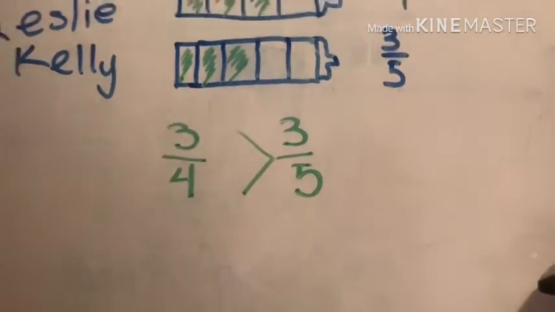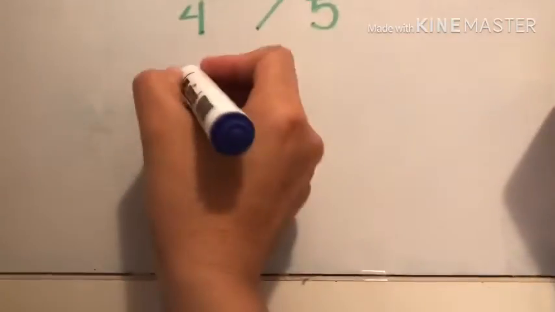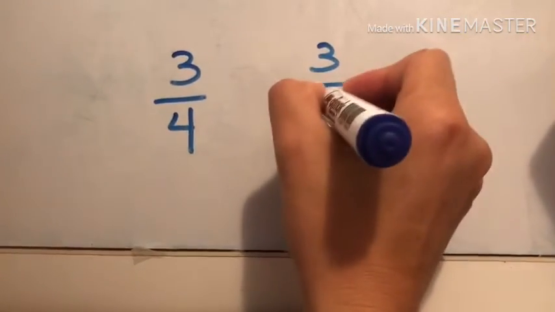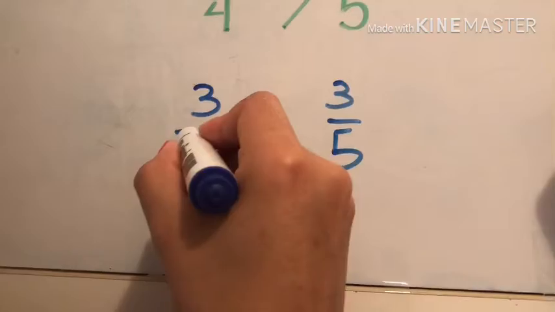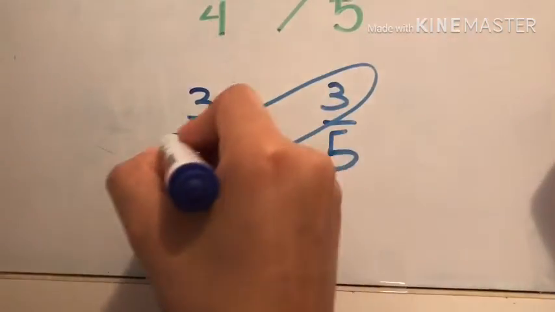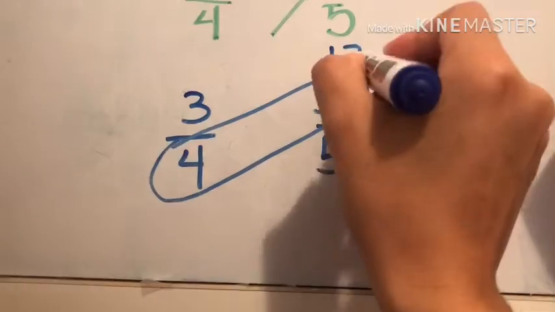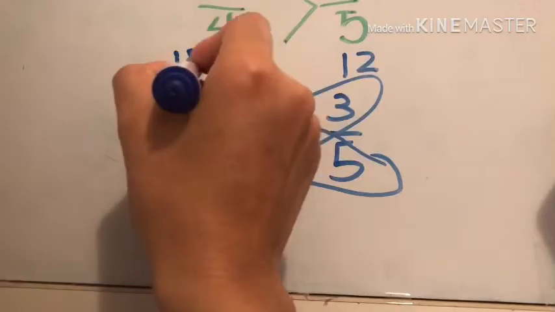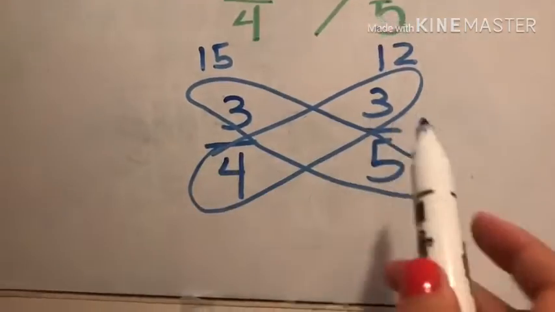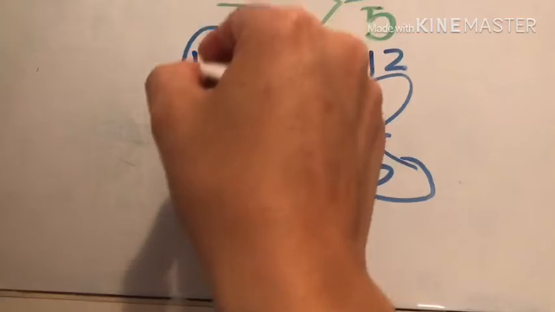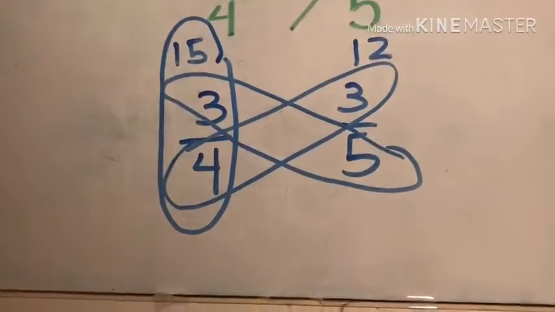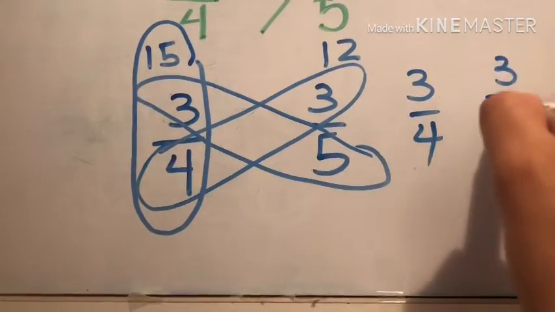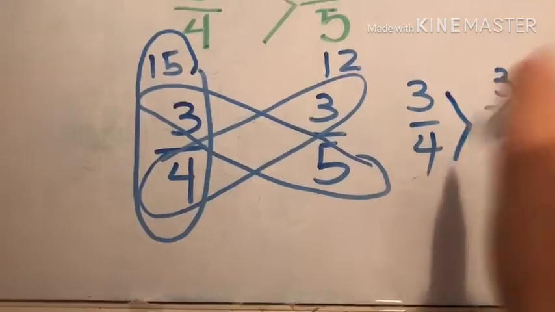If we use the other method that I'm teaching you today, I have the 3/4 right here, and I have the 3/5, and then I do my cross multiplication. 4 times 3 equals 12, and 5 times 3 equals 15. Which one is greater, the 15 or the 12? The 15. So this shows me that this fraction is greater. If I use that method, my answer is going to be the same, and I can see that 3/4 is greater than 3/5.